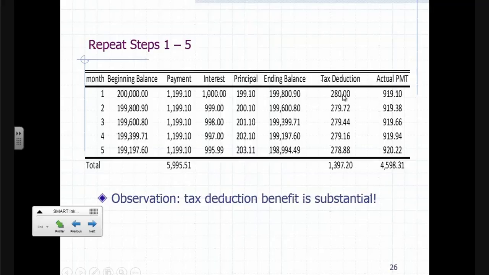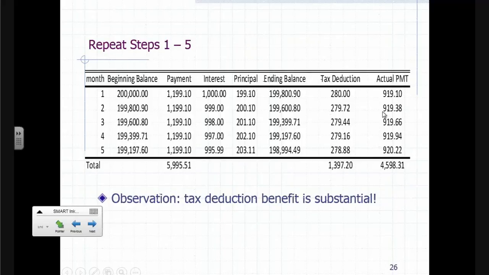So in the first month you pay less tax, $280, right? So this is your actual payment minus your tax deduction. This becomes your effective payment. This is your mortgage payment minus tax deduction, right? This is your actual payment. That's right. Then we do the same thing.